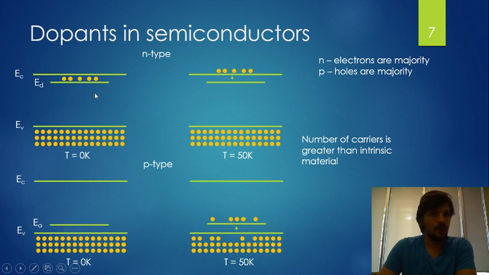Now, at 0 Kelvin, we would expect no electrons to occupy the conduction band and no holes to be in the valence band. However, once the temperature increases, we would expect the donors to become activated, and the electrons will jump up from the donor states to the conduction band, providing lots of electrons in the conduction band for the N-type dopant. For the p-type dopant, electrons from the valence band jump up to the acceptor levels and activate those dopants, leaving lots of holes in the valence band for conduction.